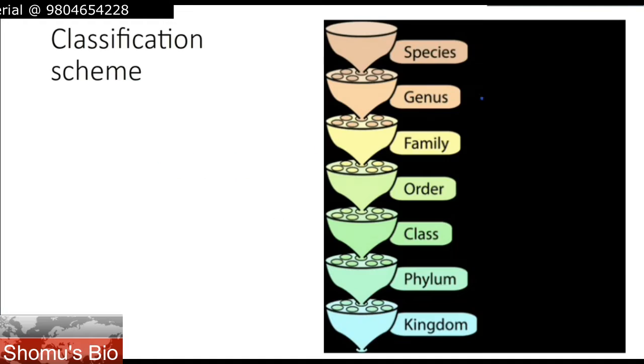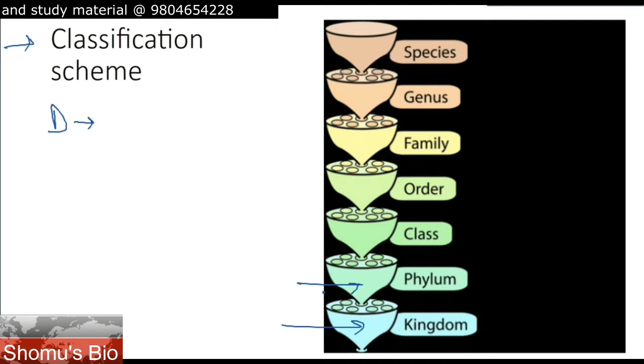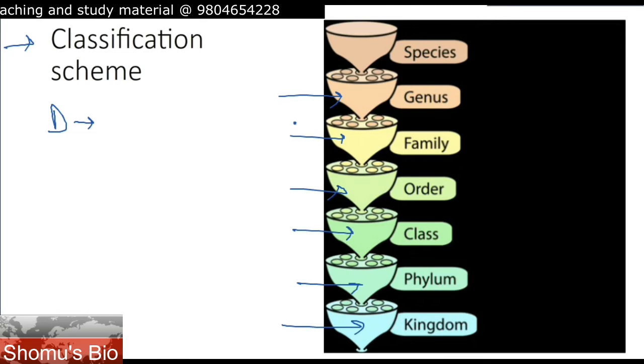Okay, so let's talk about the classification scheme hierarchy in the first place. The classification hierarchy is pretty simple and easy to remember. Dumb King Philip Come Over From German Soil. It's very easy to remember with this mnemonic: D for domain, K for kingdom, P for phylum, C for class, O for order, F for family, G for genus, and S for species.